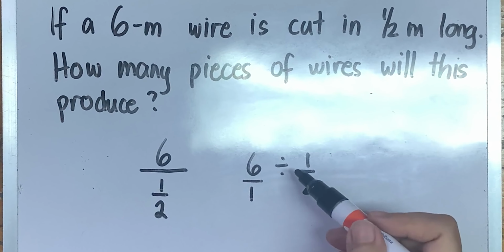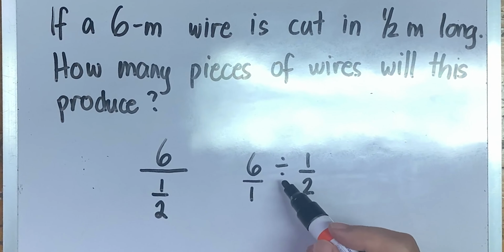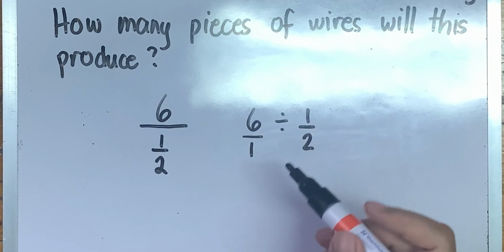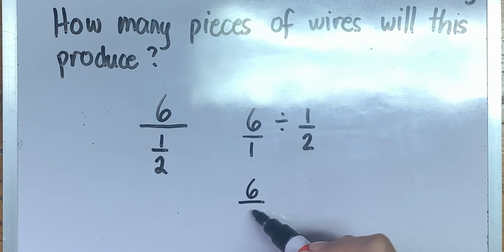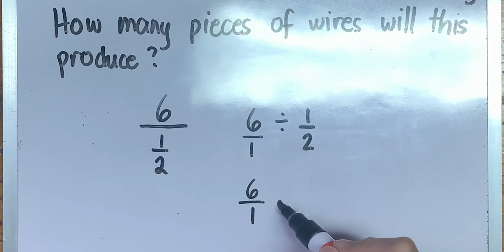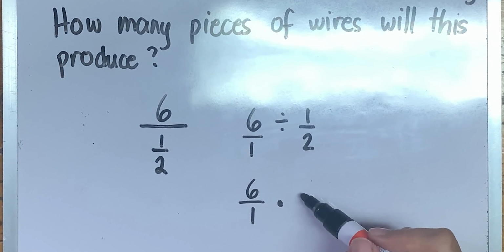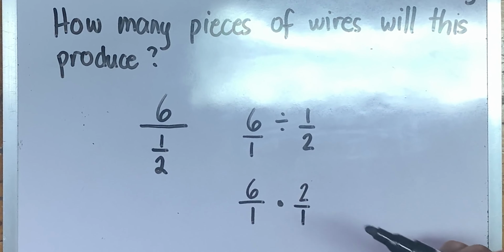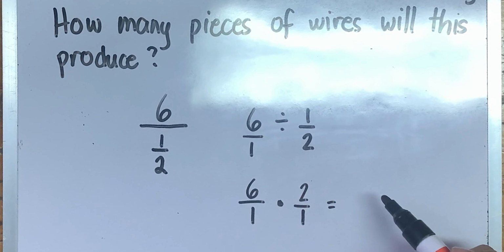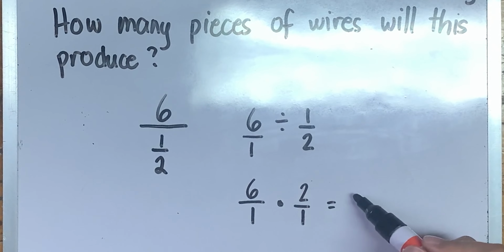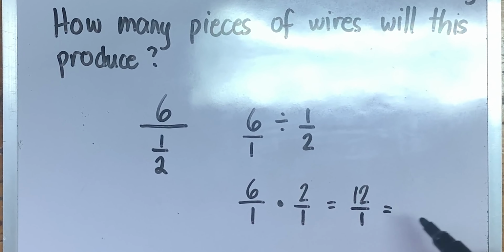Okay? And then, we can simplify this by changing yung ating operation to multiplication. So, gagawin natin siyang 6 over 1 times. Then, get the reciprocal of 1/2, which is 2 over 1. Okay? And then, multiply numerator to numerator and denominator to denominator. So, we'll get 12 over 1 or simply 12. So, magpuproduce ng 12 pieces of wire when 6-meter wire is cut into 1/2 meter long.